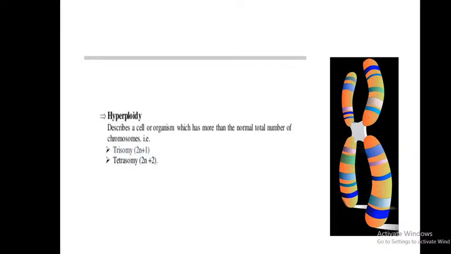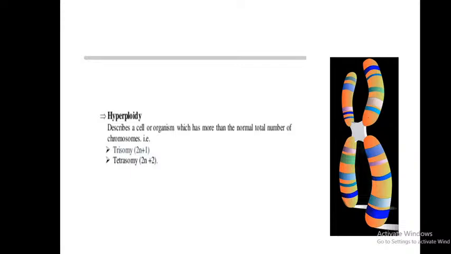When the individual has 2 chromosomes less than the basic number, that is 2n minus 2, that is called nullisomy. Aneuploidy involving loss of chromosomes from the normal number is called hypoploidy. There are 46 chromosomes in a human being; if it is 47 or 48, that is an increase from the basic number, called hyperploidy, and if it is 45 or 44, that's called hypoploidy.